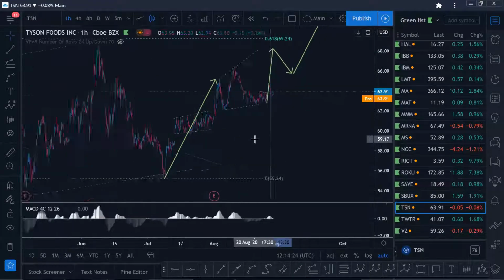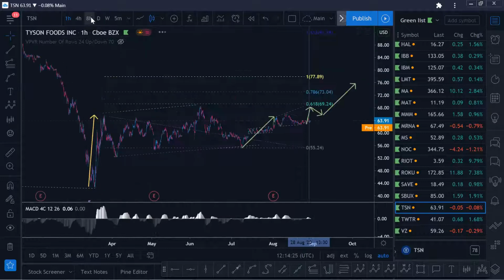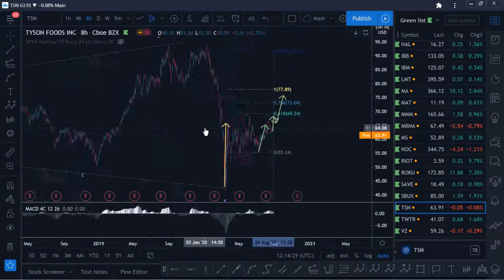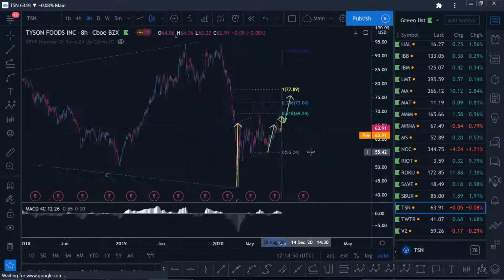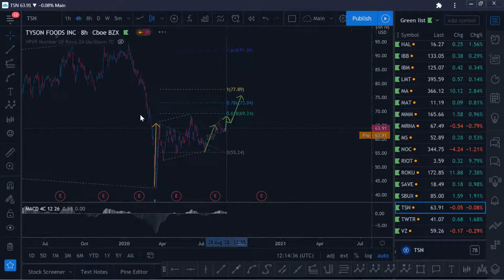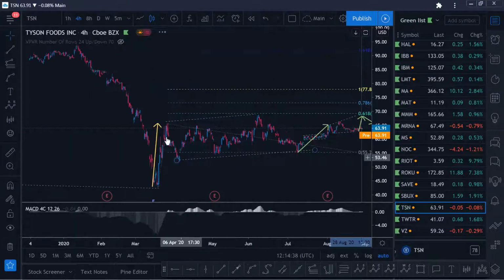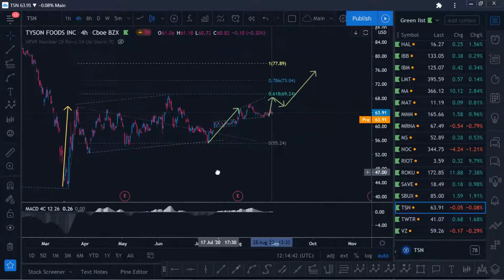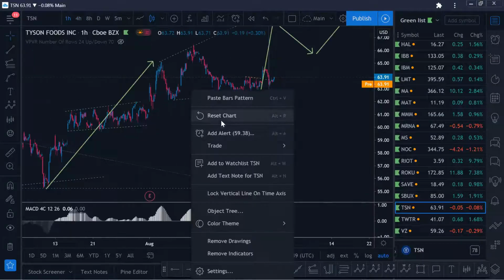Tyson Foods, we've been speculating about this for a while, given the structure. Zooming out a little bit onto the 8 hour, you'll see we had an impulse A, B, C, D, E expanding. And then from those lows, we had quite a strong impulse, and then went into a long drawn out correction. We were then looking at this for a potential long entry following this little correction at around the 60 region on the lower time frames.